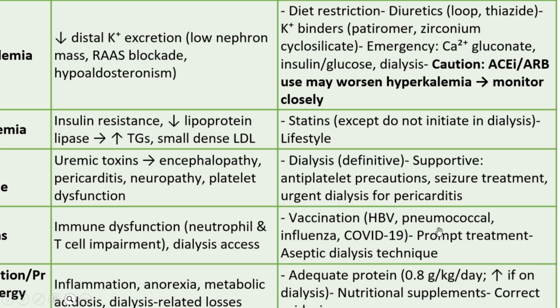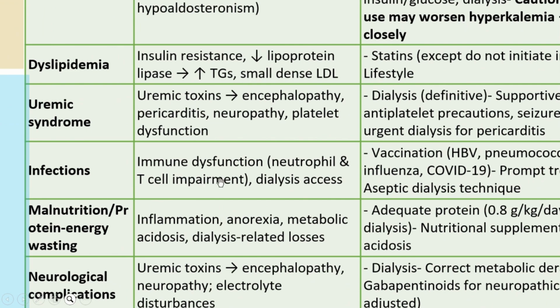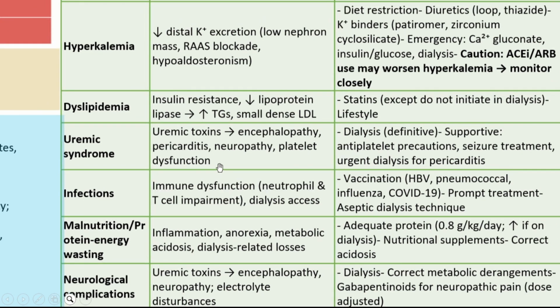Then we have infections. So this is because of dysfunction of the immunity cells, because maybe we are losing the proteins and everything. So the immunity is going to go down, and you only want to do vaccination for those infections that we can control, like hepatitis B virus, pneumococcal, influenza, and COVID-19. Then we can have malnutrition, which is protein energy wasting. And this is because of the inflammation, the anorexia, metabolic acidosis, and dialysis related losses. So I want to ensure they are having an adequate protein diet of around 0.8 grams per kg, and if they're on dialysis, we can give nutritional supplements.